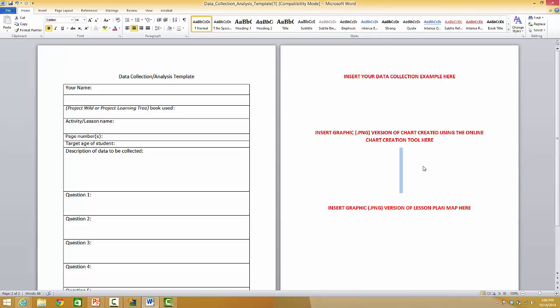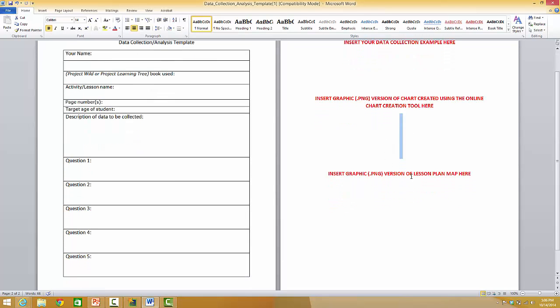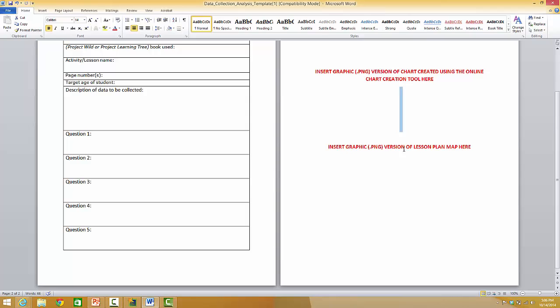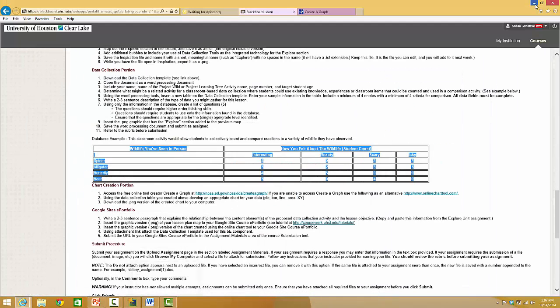If you use Excel, that's fine too. This is the PNG version of your lesson plan map. That is your inspiration that you have exported. Okay, this is really not a hard assignment. Don't spend too much time overthinking it. This is going to be one of the easier ones.